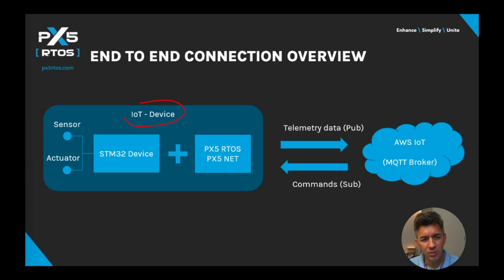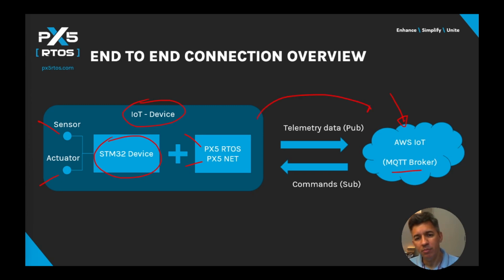And it all starts with an IoT device, which has a temperature sensor and an actuator. In this case, it's just a simple LED. So this is an STM32 device that's running PX5 RTOS and PX5 NET. This device will be connected to AWS IoT. In this case, this is an MQTT broker.